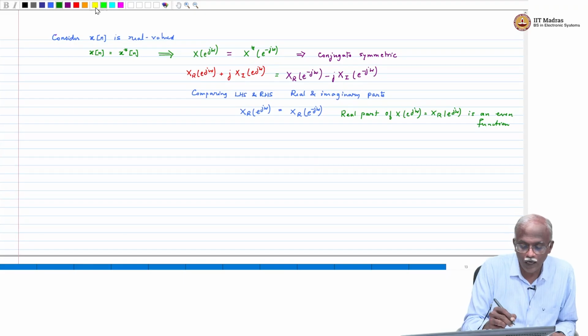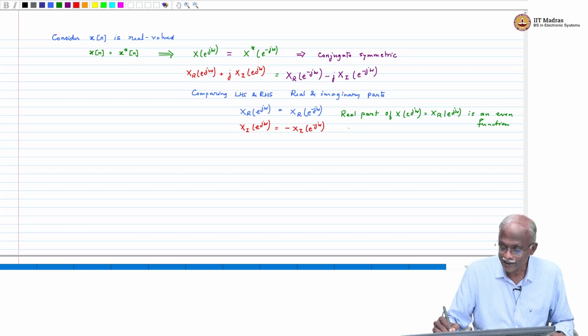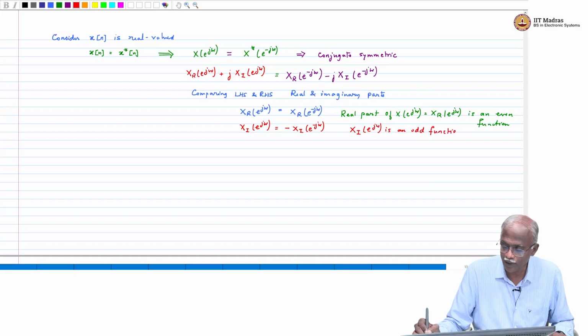Very powerful result. Along the same lines, if you compare the imaginary part, it comes with a minus sign, right? So minus X I e of minus j omega, which means that the imaginary part X I e of j omega is an odd function of omega. So the real part is an even function of omega, and this one is an odd function of omega.